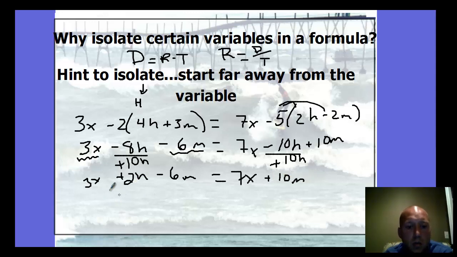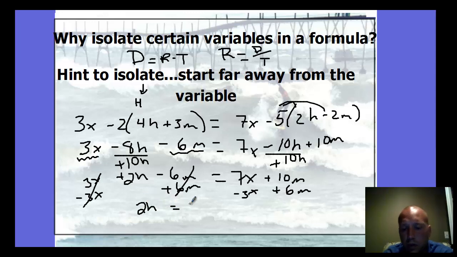Now I just want to get rid of the stuff around the h, and I start farthest away from it. So let's subtract 3x from both sides. And I can do more than one step here. I can also add 6m to both sides. That's going to get rid of those terms, so I only have 2h. I'm left with 4x plus 16m. And the last step would be divide by 2.